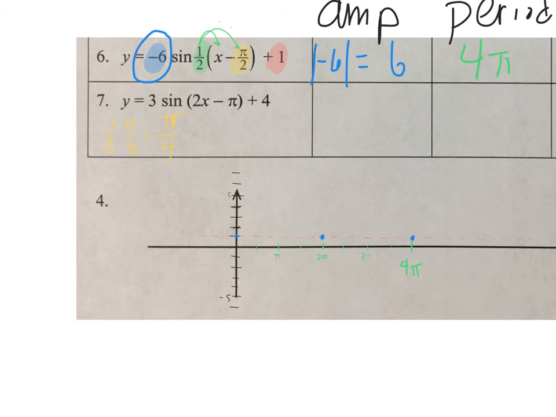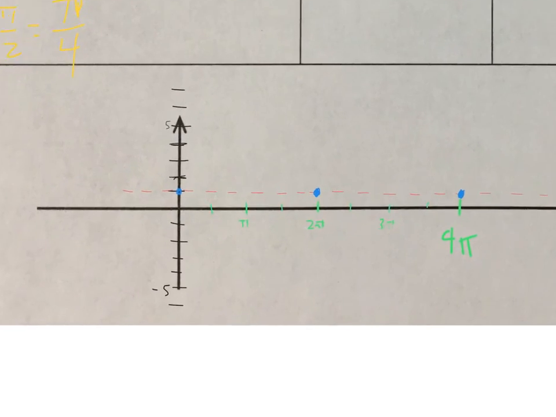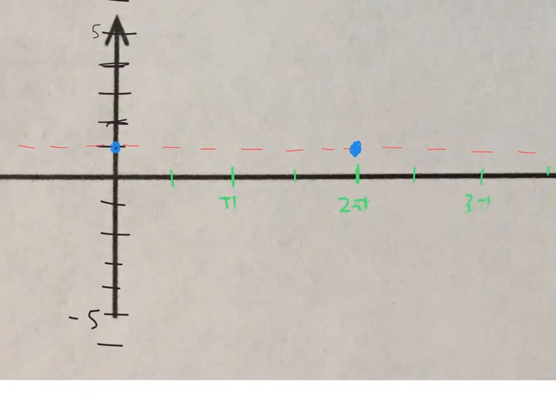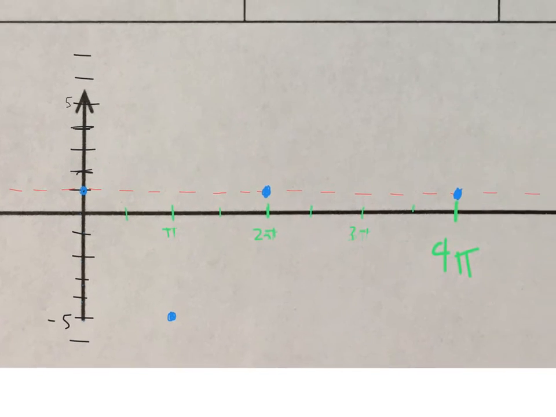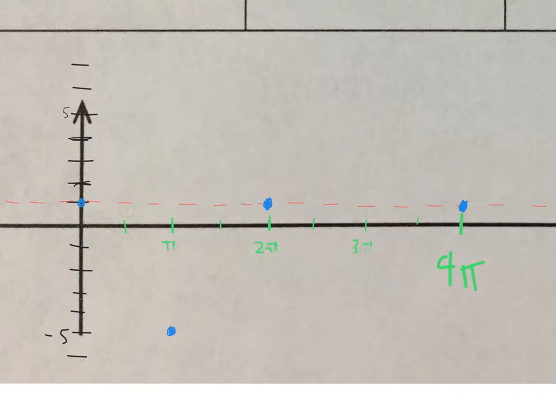Okay? Now it's negative and it's 6. So rather than going up vertically 6 units, we're going to go down 1, 2, 3, 4, 5, 6. And in the middle of our zeros, we put, in this case, a minimum. So it has a minimum at pi, and it will have a maximum at 3 pi in between 2 and 4. 1, 2, 3, 4, 5, 6, way up here. 6 units above your midline and 6 units below your midline.